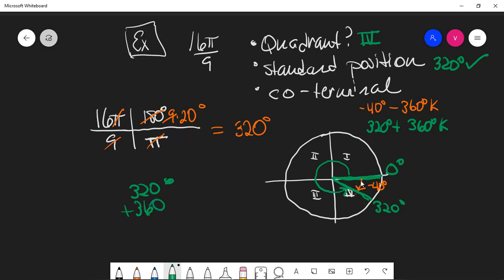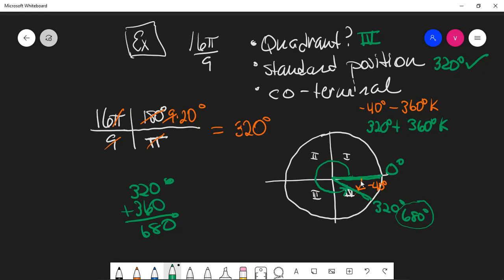plus 360, that would be, what is that, 680? So 680 degrees, that would be like going around one time plus the first 320 plus one more rotation. So 680 would also be coterminal with that. And you could just keep adding 360 to it. But that 680 there, that's not standard, right? That's not in between 0 and 360. It's not in the first initial rotation. It's a second rotation around there, okay?